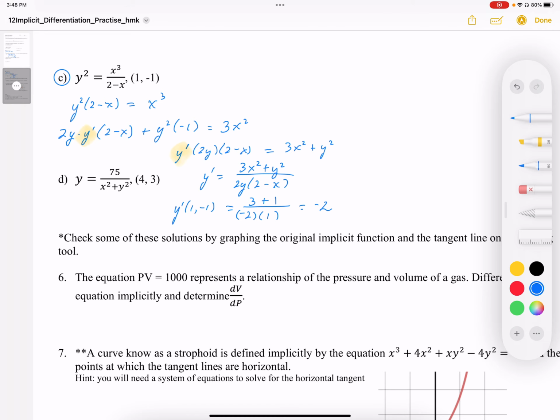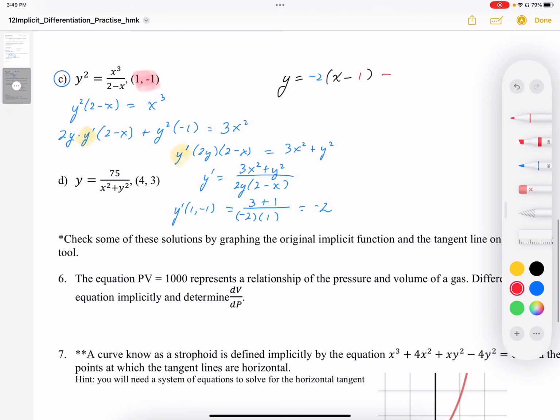So there's my slope. I'm going to then write the equation of my tangent line. Y equals, slope is negative 2, x minus, and then I'm just going to highlight this here. I'm going to use my x and y coordinate in my point slope form. So it's going to be x minus 1 for my x coordinate, and then minus 1 for my y coordinate. So this represents my tangent line.